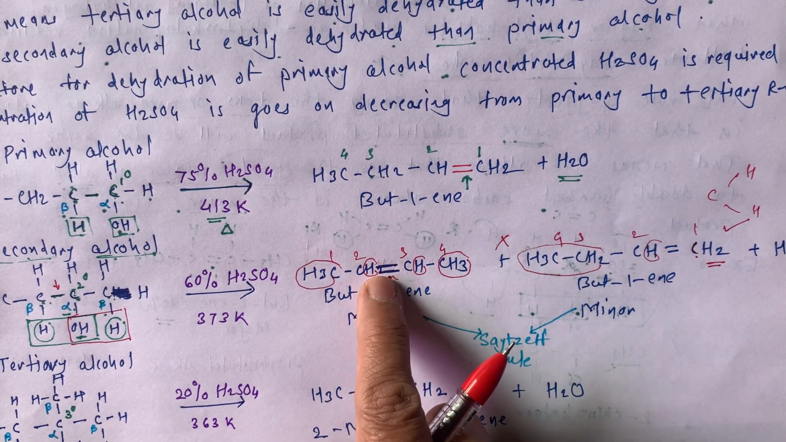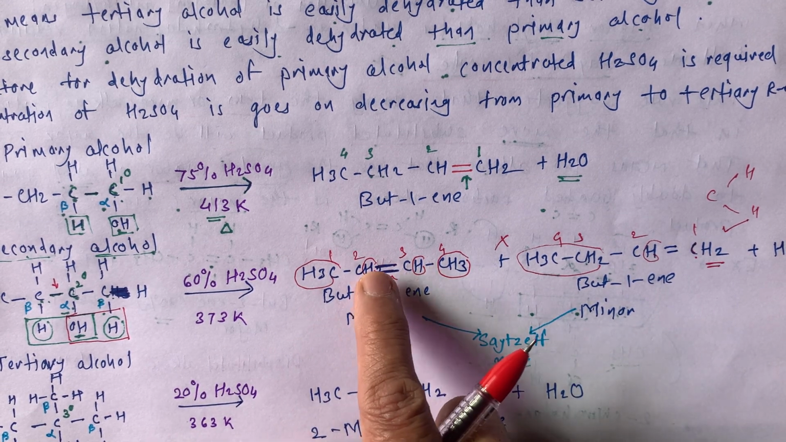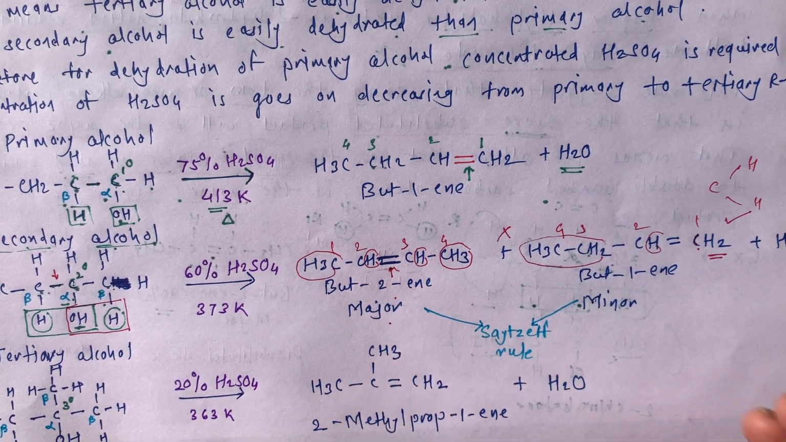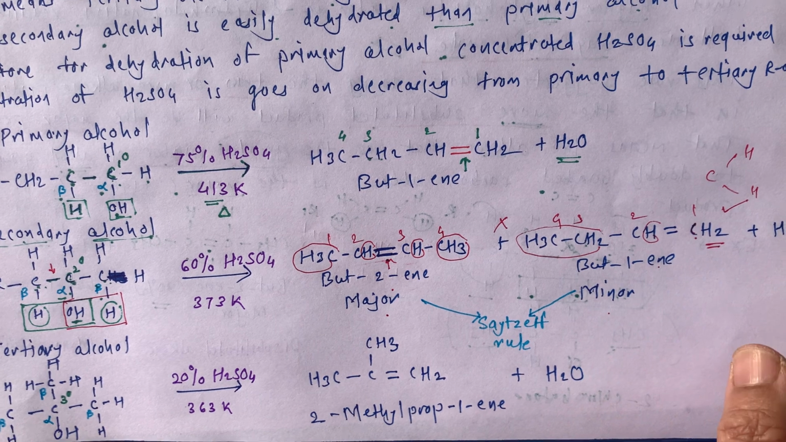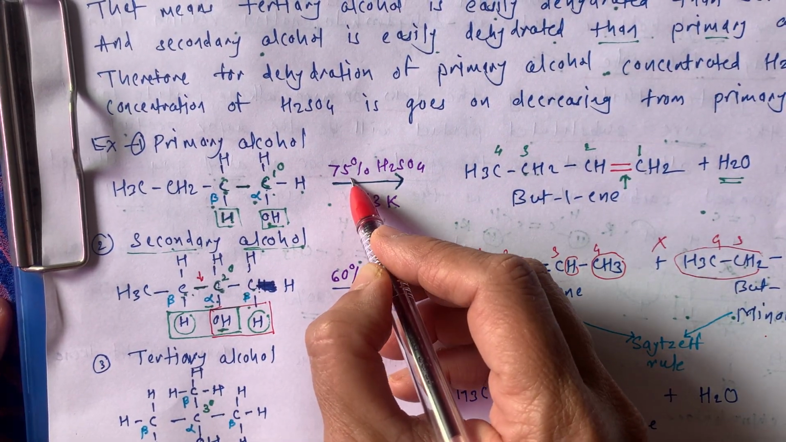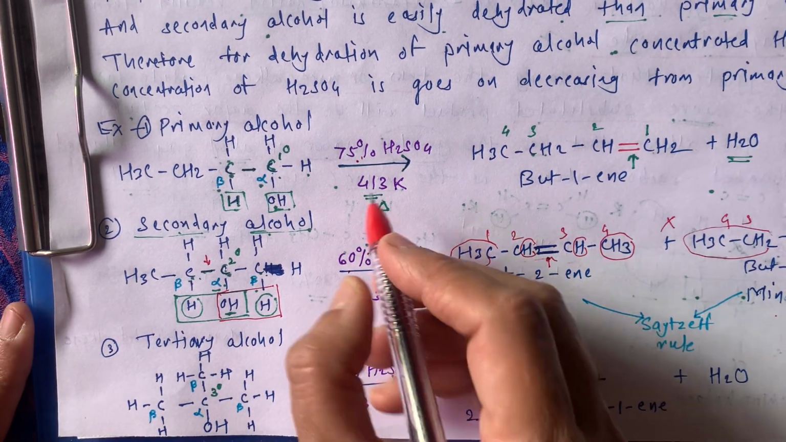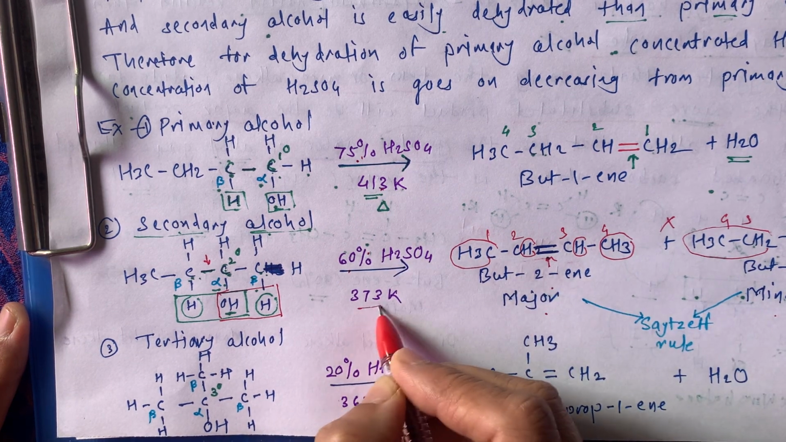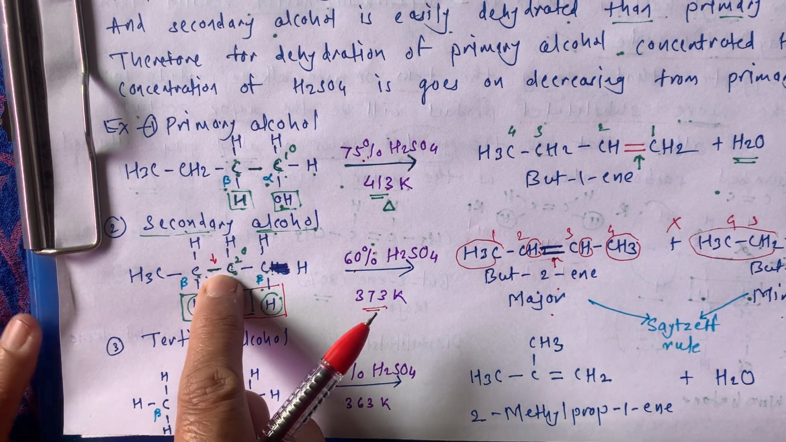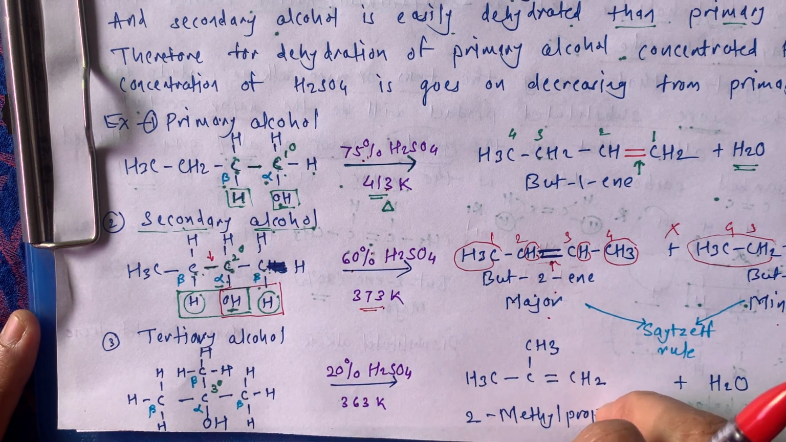So according to Saytzeff's rule, elimination will give you the major product when the double bond is highly substituted. So but-2-ene is the major product, while but-1-ene is the minor product. And see now, for here we have to use 75% concentrated H2SO4, while it is 60% here, less than this. Similarly, we can reduce the temperature. So at lower temperature we will get these two products, as secondary alcohol is more reactive than this primary alcohol.